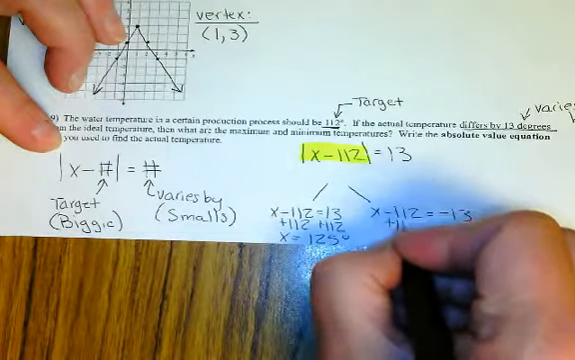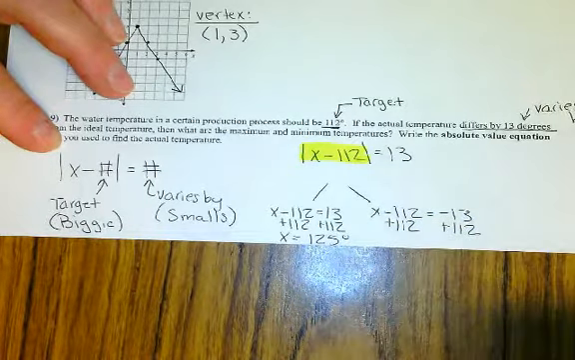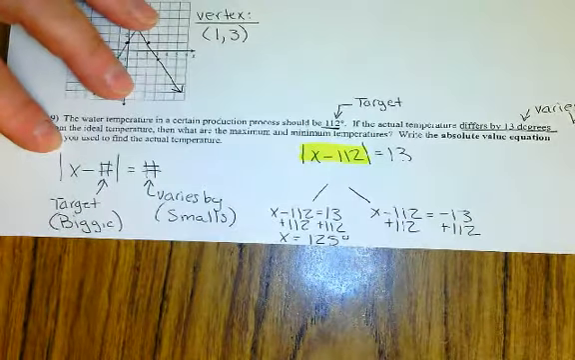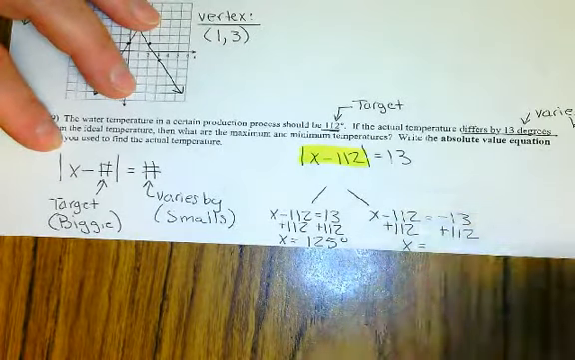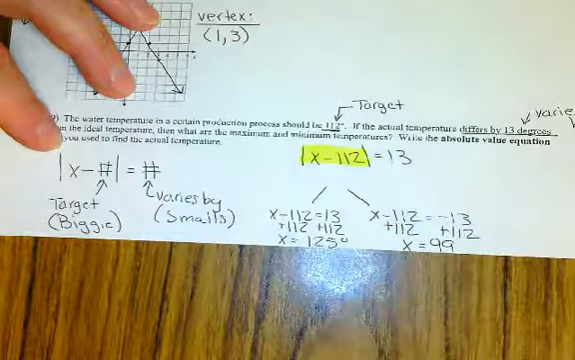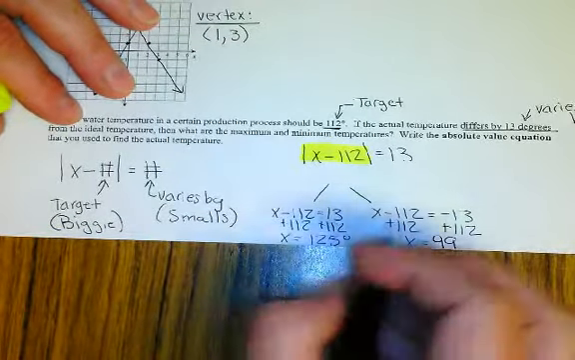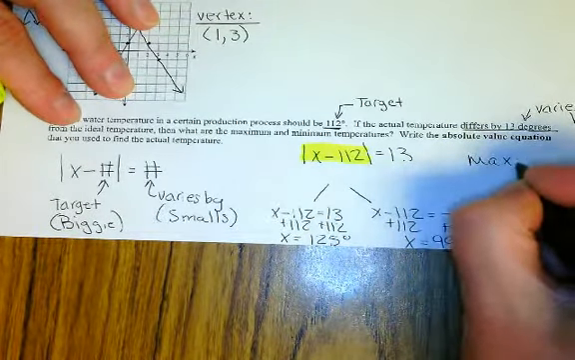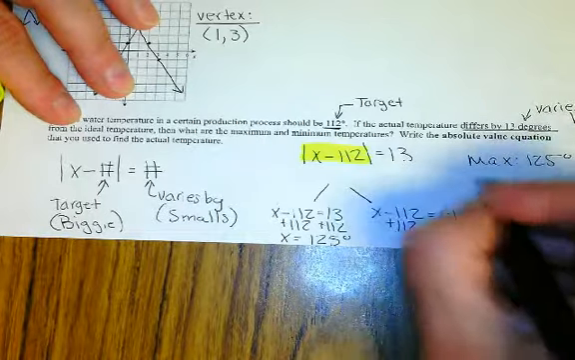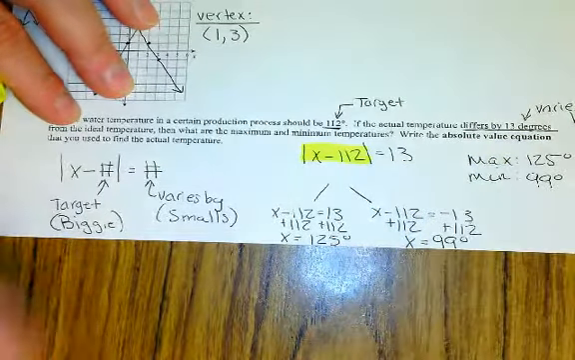I'm going to do the same thing here. I'm going to add 112, add 112, and it can also be, what would that be? Is that 99? X would equal 99 degrees. Okay, so this right here, your max would be 125 degrees, and then your min would be 99 degrees.